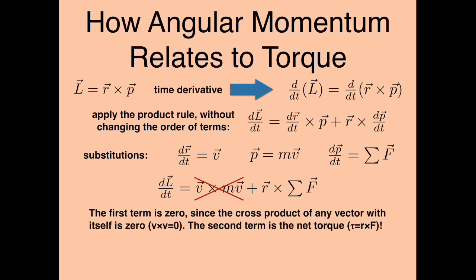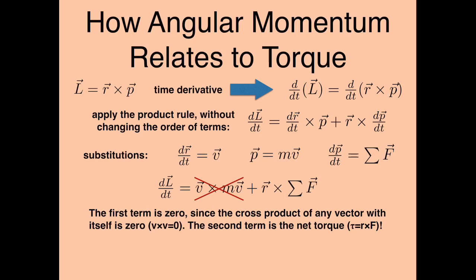So a few things to note about this. The first term is equal to 0, because what we're doing is taking the cross product of v with v. When you have two vectors pointing in the exact same direction, the cross product is always going to come out to 0. So if you take the cross product of a vector with itself, you're always going to get 0. So that means the first term is definitely coming out to 0.